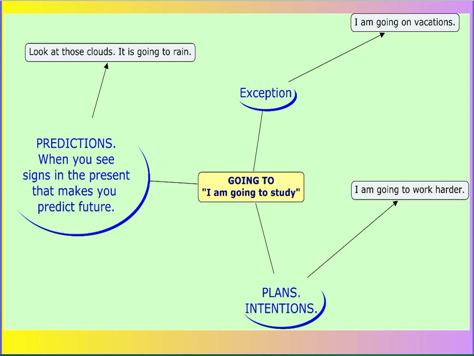Let's continue with going to. And again, it's not very difficult. You can see that we have only 2 cases in which we use going to as a future. Most of the time, when you say something with going to, I'm going to study, what you are really expressing is your intention, your plan for the future. For example, I'm going to work harder. That is my intention. I'm determined to work harder. Okay?